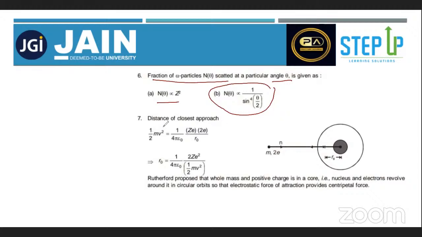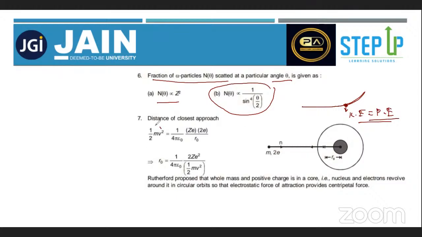Distance of closest approach: how much nearer a particular alpha particle can reach the nucleus. It is in motion, and when it comes to rest, only then will it change its direction. It almost comes to rest. So we assume that at this position, the kinetic energy is equal to the potential energy of that particular alpha particle.